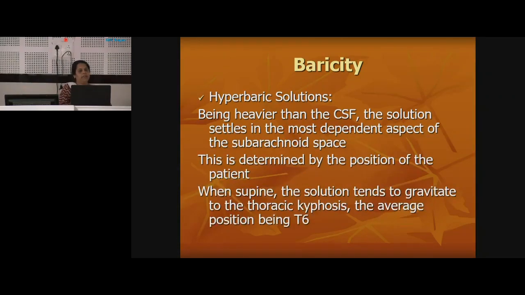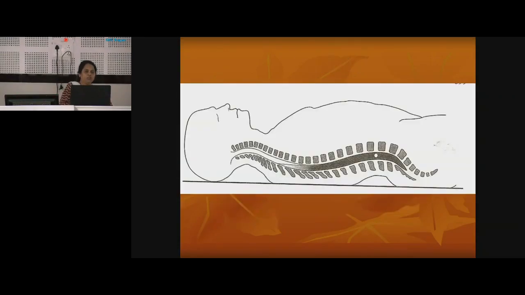Hyperbaric solutions being heavier than CSF, the solution settles in the most dependent aspect of the subarachnoid space, and this is determined by the position of the patient. When supine, the solution tends to gravitate to the thoracic kyphosis, and the level achieved is usually T6. See, in this diagram you can see the drug is injected at L4, L5 level, and since we are using hyperbaric drug, it has settled down towards gravity in the thoracic kyphosis and even in the sacral nerve roots, and we could get the T6 level.